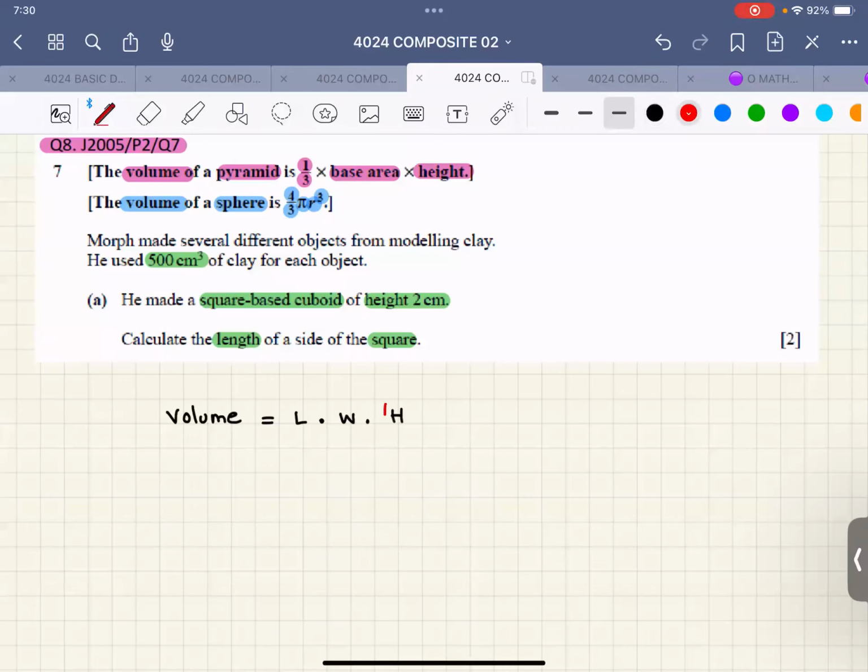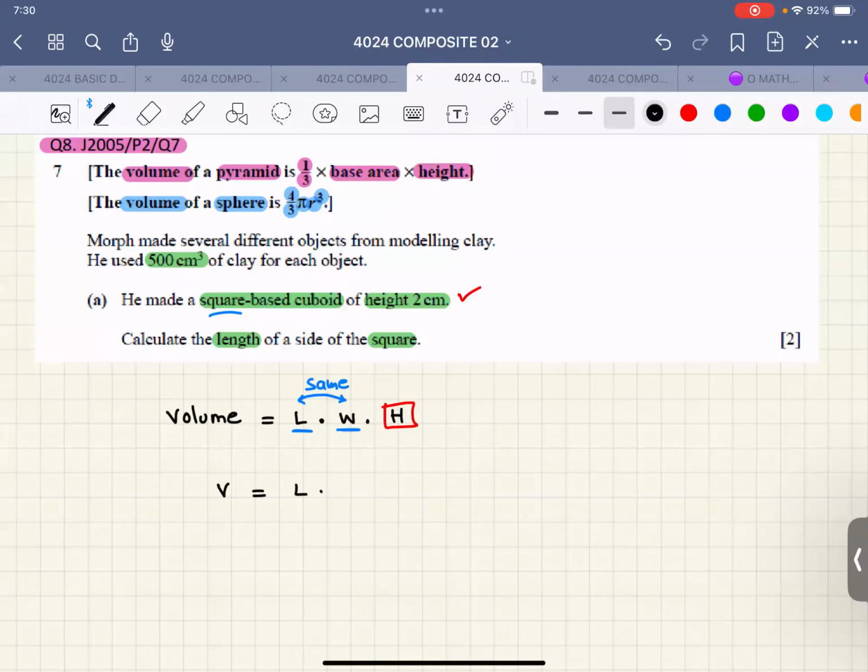Now, this height is 2 centimeters. But since it's square based, these two lengths are exactly the same. They are the same because it's a square base cuboid. So let me rewrite it.